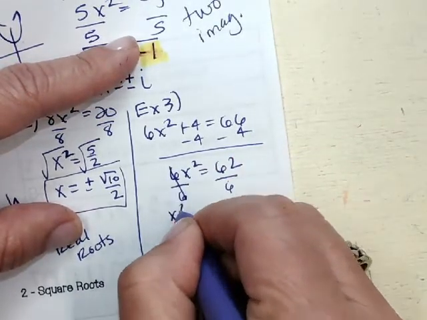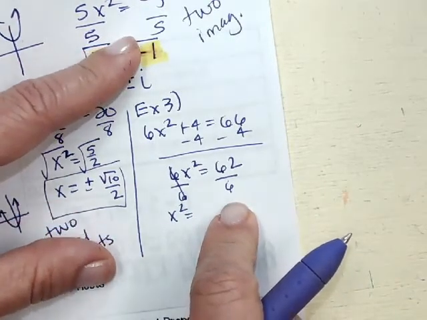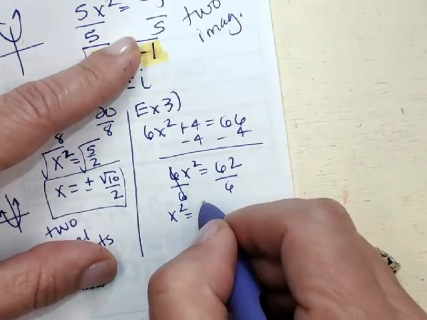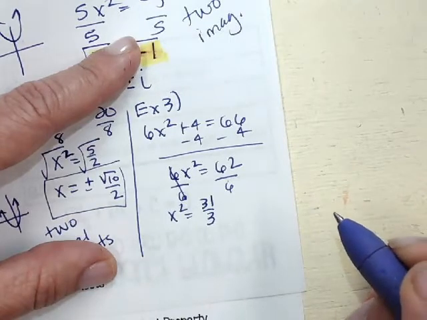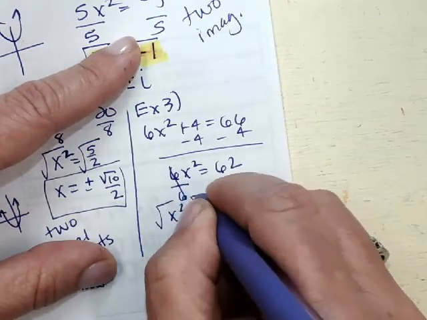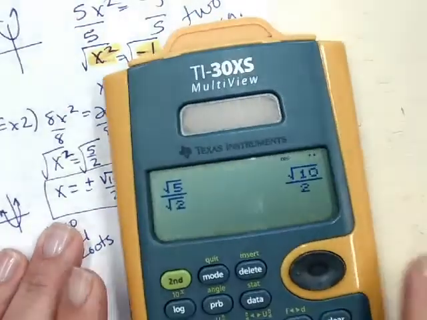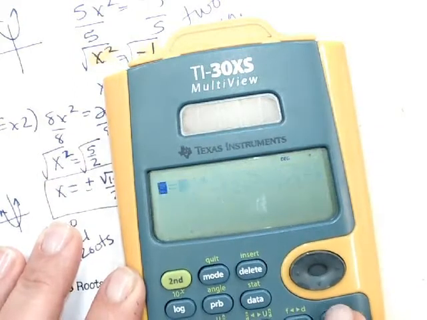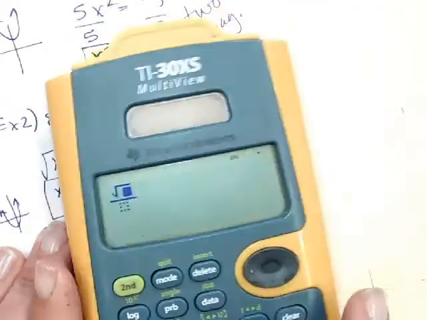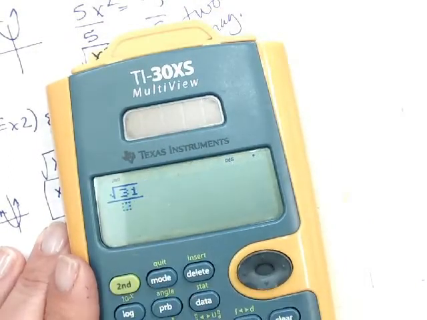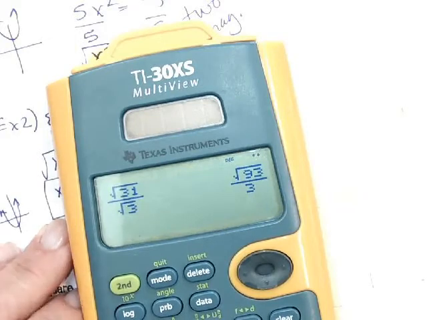And I get x squared equals, so we can simplify that. 62 and 6 are both divisible by 2. So that's going to give me 31 over 3. And then we're going to take the square root. And so x is going to be equal to plus or minus, and we're going to just plug that in our calculator. Hit the fraction. Oh, I hit the wrong button, sorry. The fraction, you're going to do the square root of 31 over the square root of 3. And it's plus or minus the square root of 93 over 3.